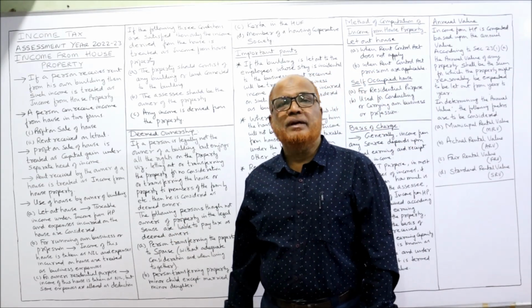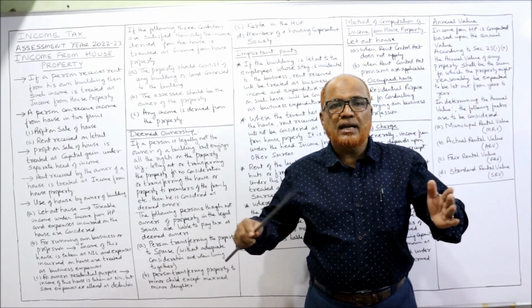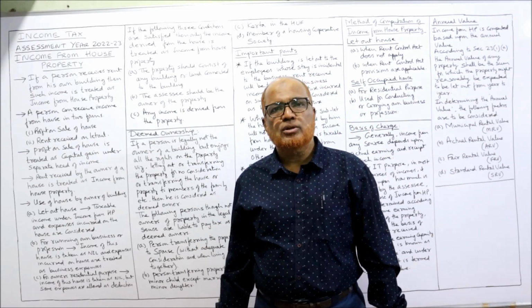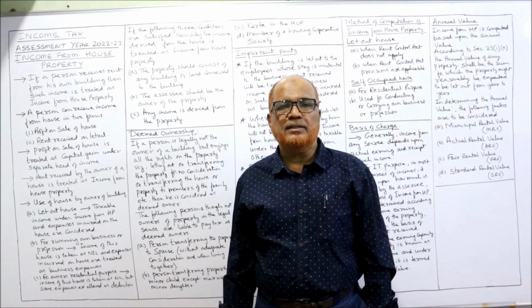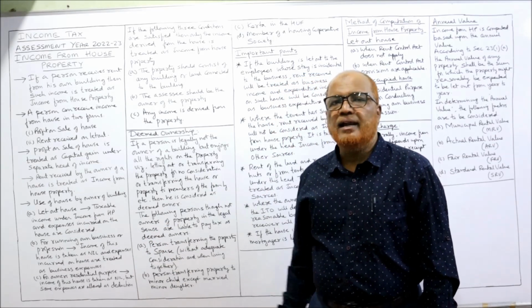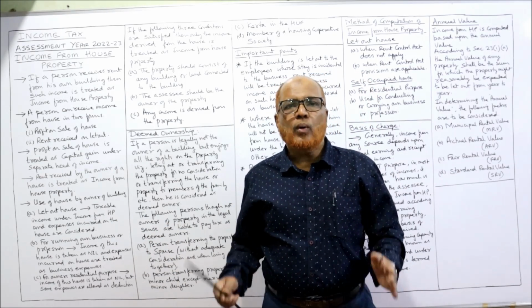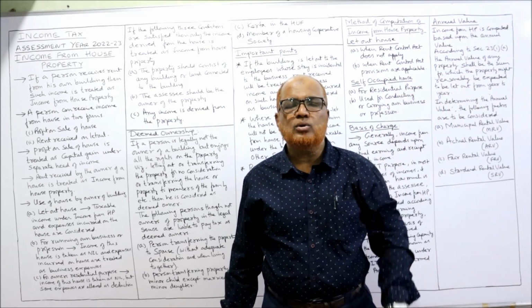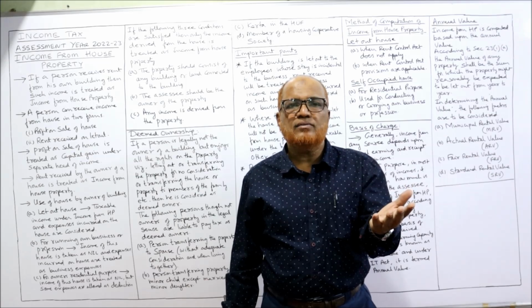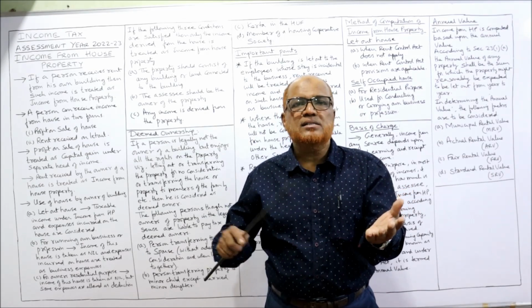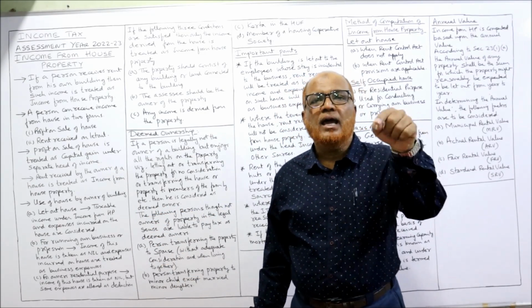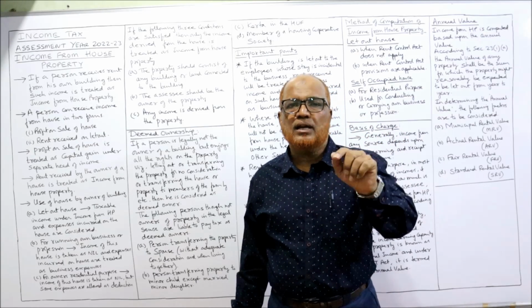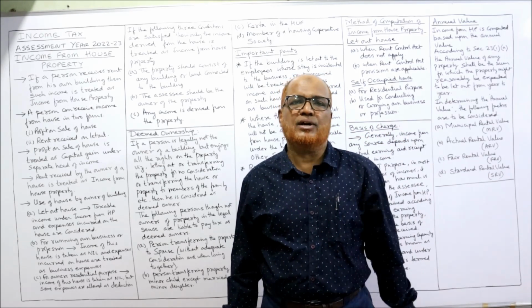Now, use of the house by the owner. There are 3 different ways in which the house can be used by the owner. The first way is letting out the house. One of the methods of using the house is letting it out and every month rent is received, and that is income taxable under the income from house property, and expenditure incurred on that house will be allowed as deduction.